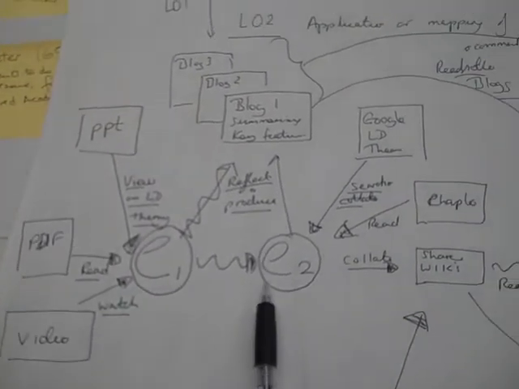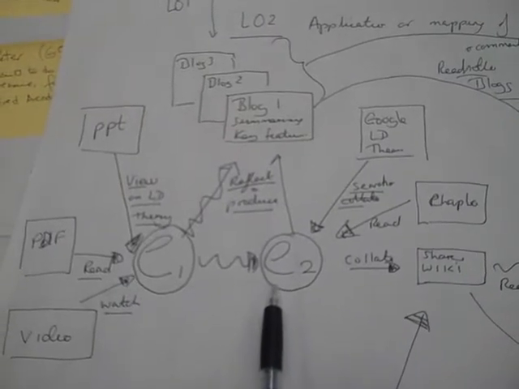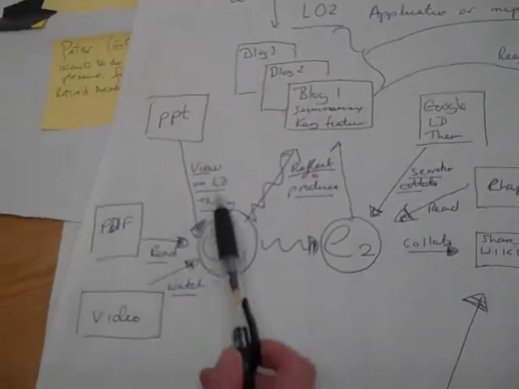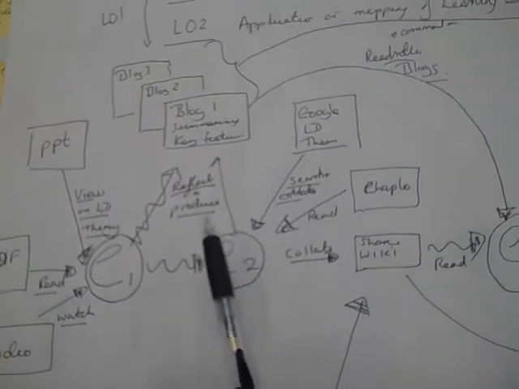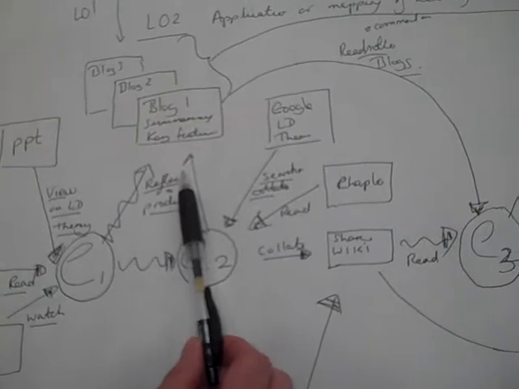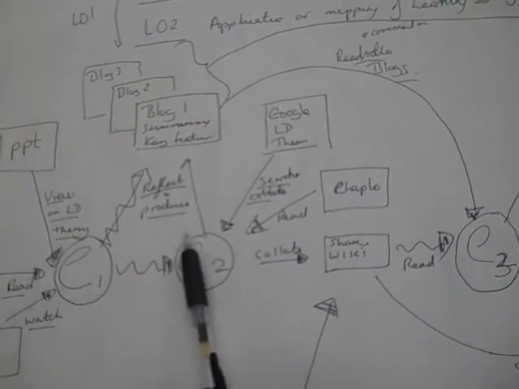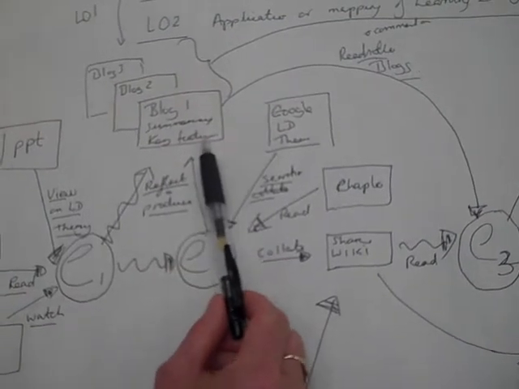In the second activity... And what do they do with that? In the first activity? What do you mean? They're just viewing, reading and watching at that stage. Then the second aspect is that they reflect on all the information they've got from here, and they produce a blog summarising the key features.